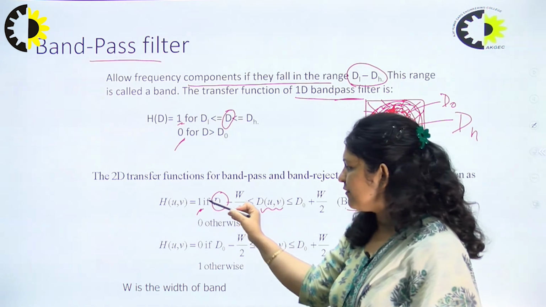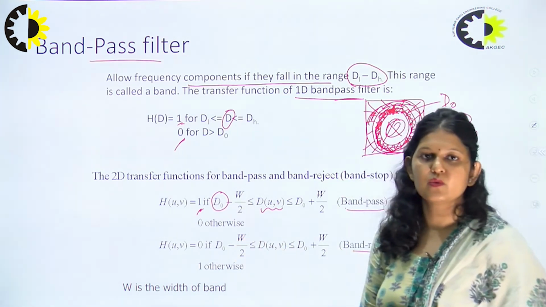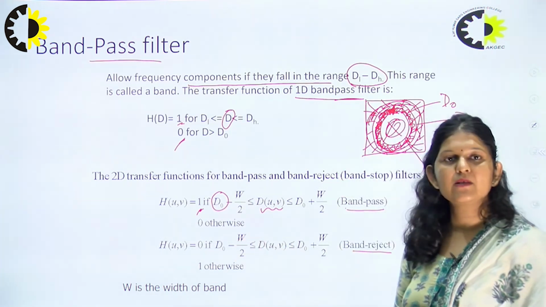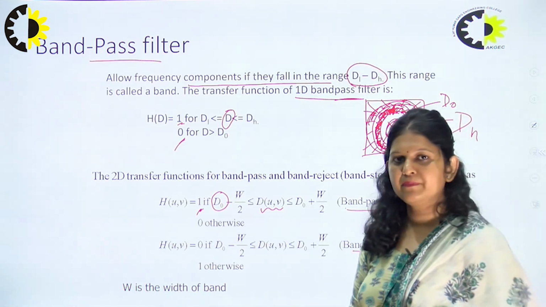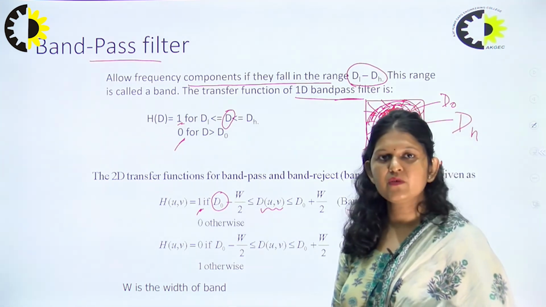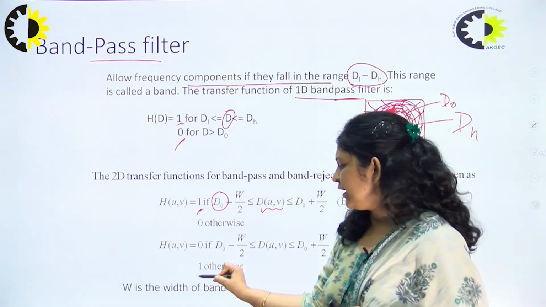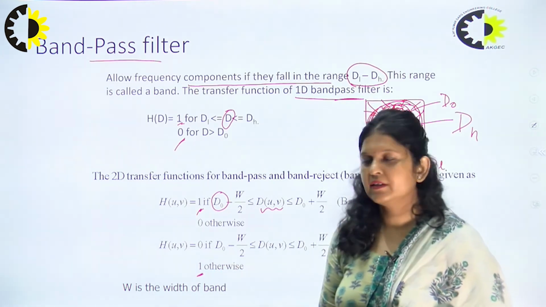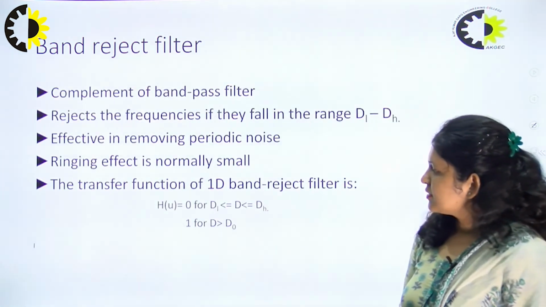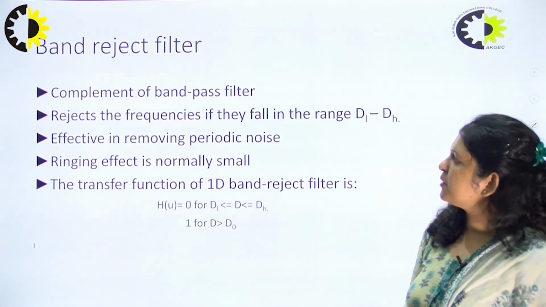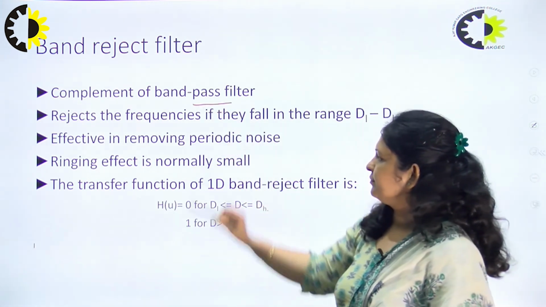Here we have 1, here we have 0. If the frequency component lies within the band, remove it, and all other components we want to retain, so for them we have the value 1. So band reject is just the complement of the band pass filter.